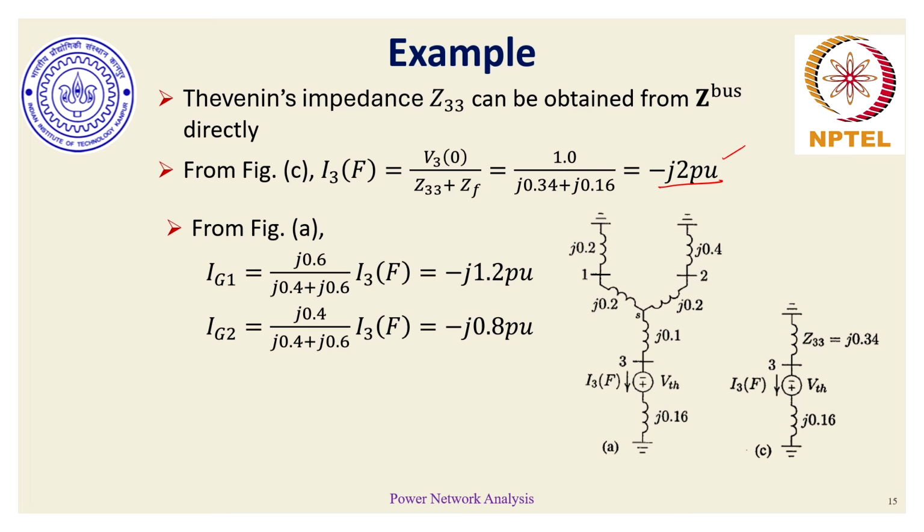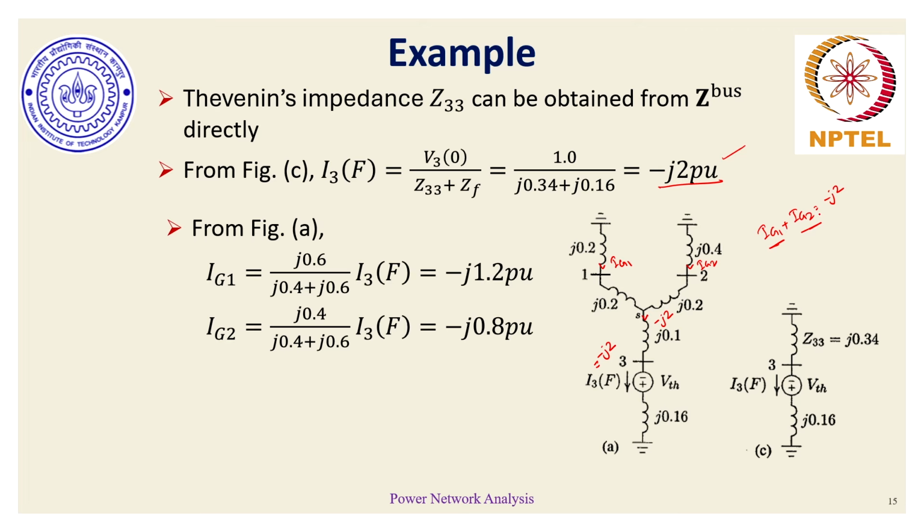Yes. There can be two ways of finding the generator contribution. One simpler way is, if this IF has to be J2 PU, that means the current through S and 3 should also be J2 PU. That means the currents IG1 and IG2 should together add up to J2 PU. Now how do I find IG1, IG2?